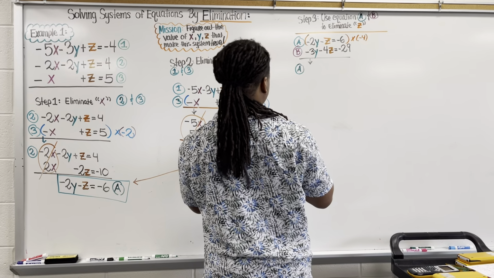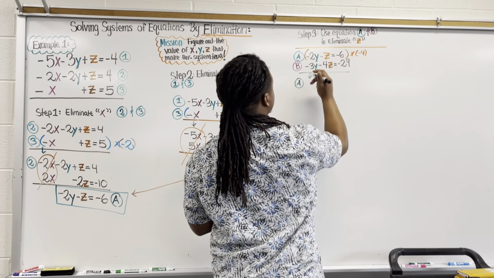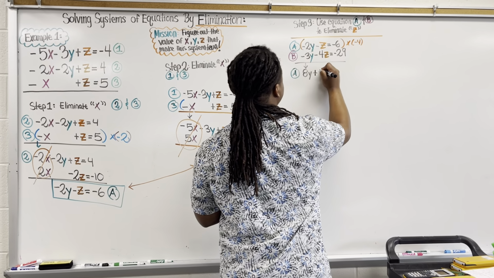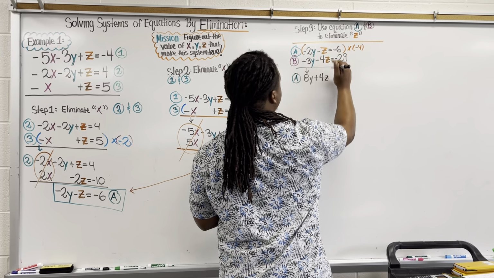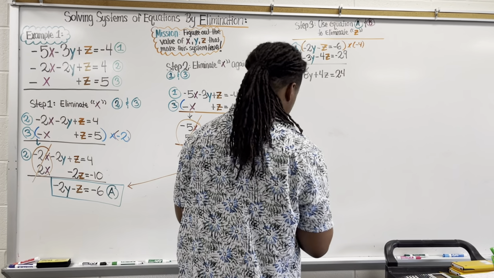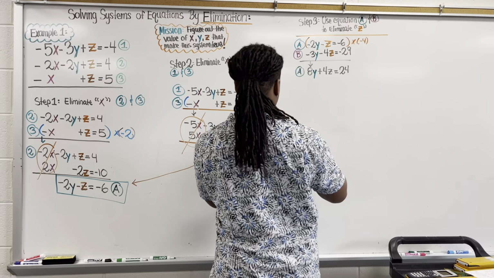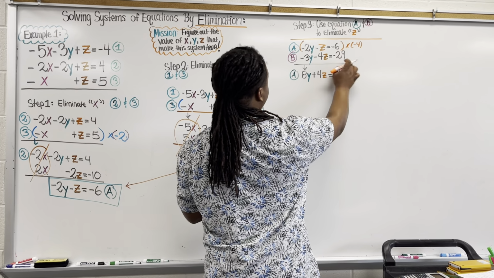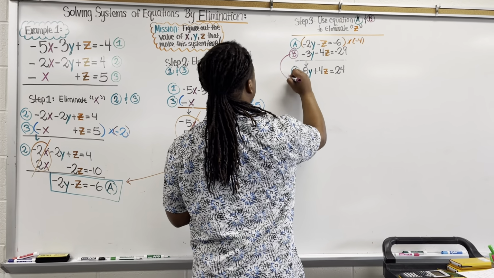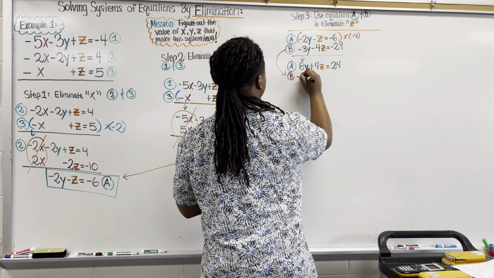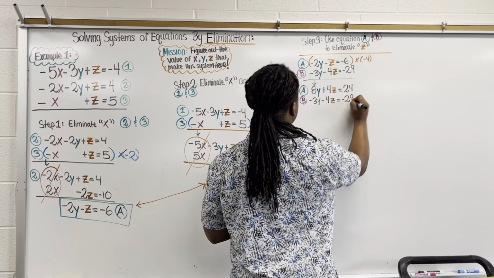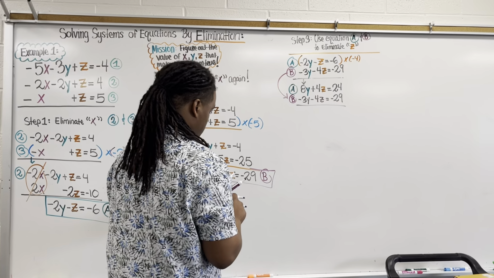So once again, I have a negative 4 times a negative 2y, which is a positive 8y. A negative z times a negative 4 is a positive 4z. Equals a negative 6 times a negative 4, which is a positive 24. Let me color code. We didn't do anything to B, so B stays the same. I'm just going to bring B down as itself, so I still have a negative 3y minus 4z equals a negative 29. We're actually almost done. I know it's a long process, but we're almost done.